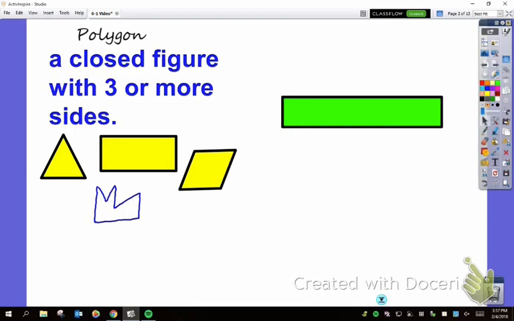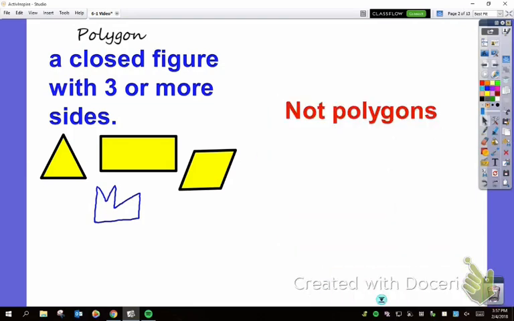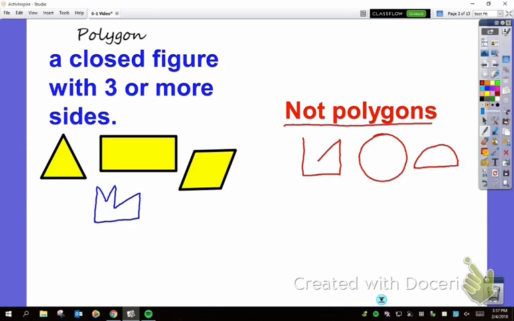Now, what are not polygons, okay, are anything that is open. Okay, so if it looks like this, that would not be a polygon. Or anything with a curved side. So a circle is not classified as a polygon, a semicircle is not classified as a polygon, a heart couldn't be a polygon. Okay, so a polygon has to be closed and it has to have 3 or more sides.